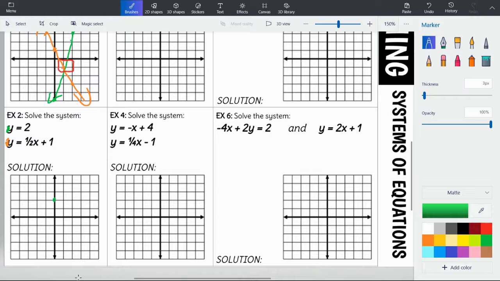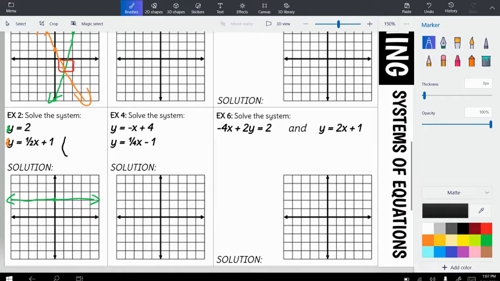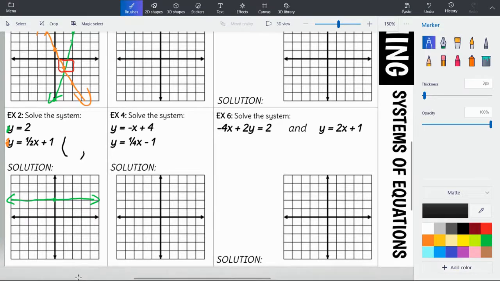What that means is no matter what x equals, y always equals 2. So if you're thinking ahead, you can write the solution as something, 2, because the y value for this line always has to be 2. The orange line can't intersect the green one at any y value other than 2.